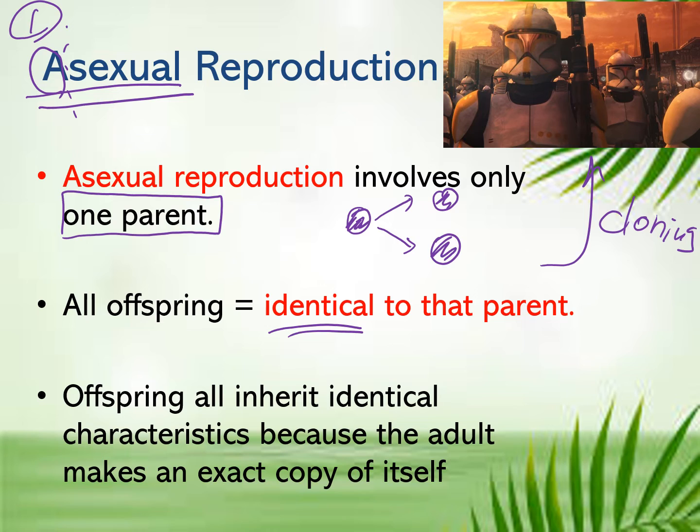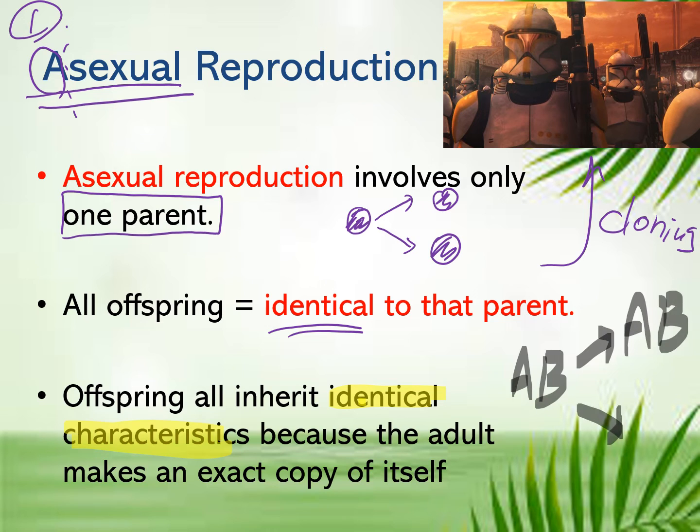Offspring, therefore, all inherit the exact identical characteristics as the parent because the adult makes an exact copy of itself. So funny thing is, if you're blood type AB in that situation, you're going to have AB and AB type, something like that. Do you think that will give you a lot of variety in a population? I don't think so. So there are a lot of pros and cons about this, but there's a distinct benefit and disadvantage.